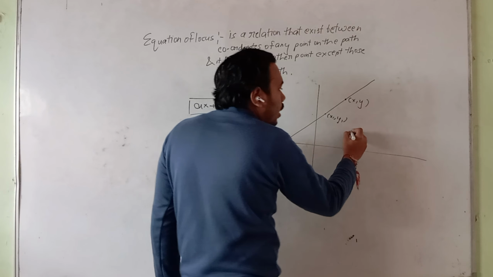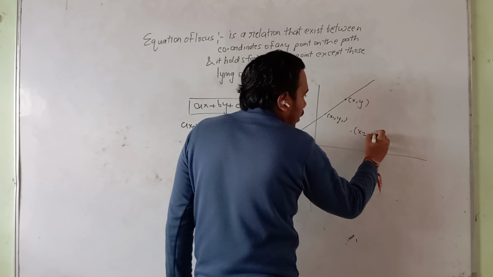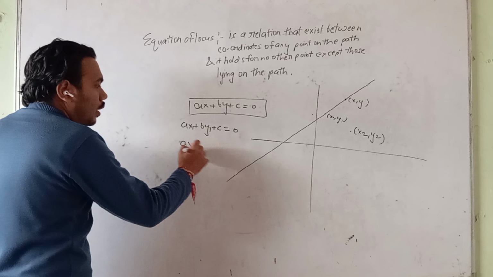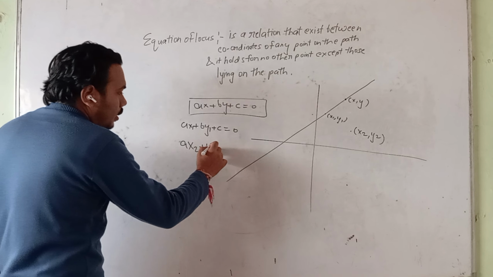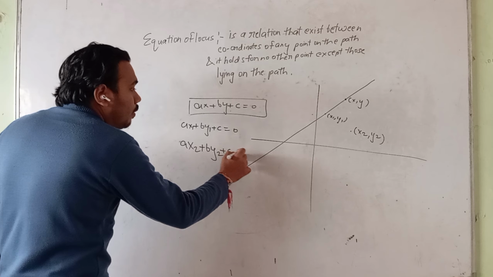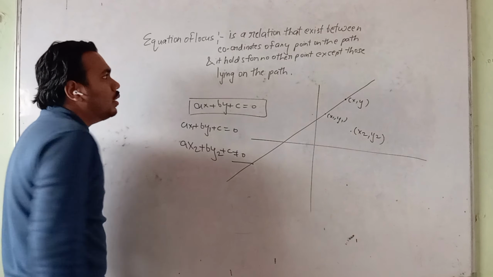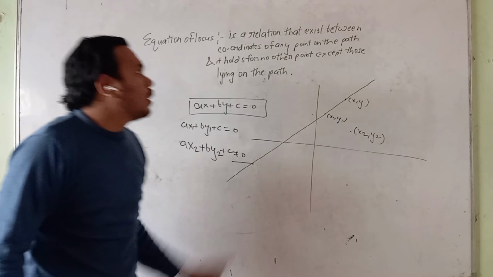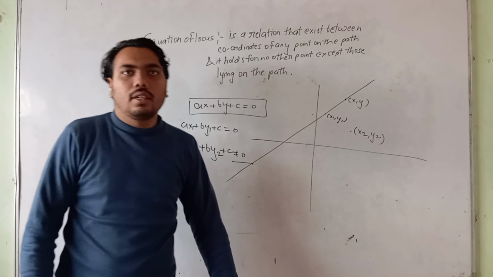But if I take any point that is not on the path, it will not satisfy the equation. Then it will be like this: ax + by + c will not be equal to 0. Thus, the equation holds only for points on the path, not for any other point.